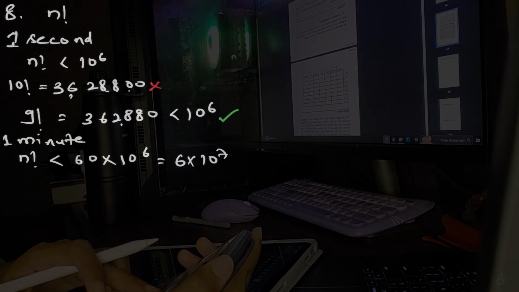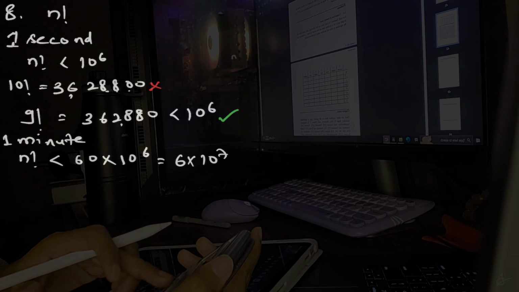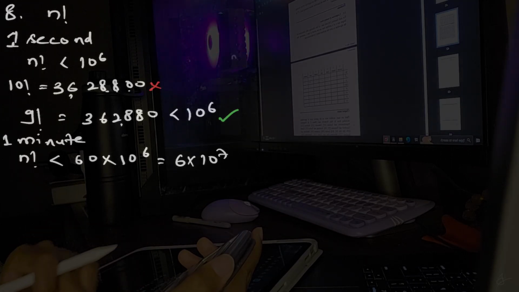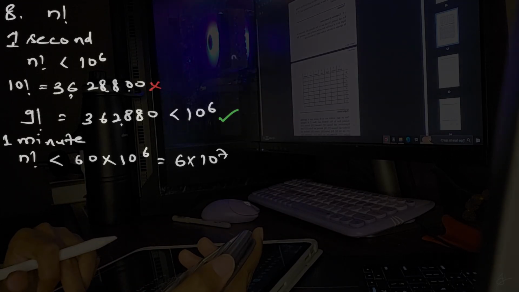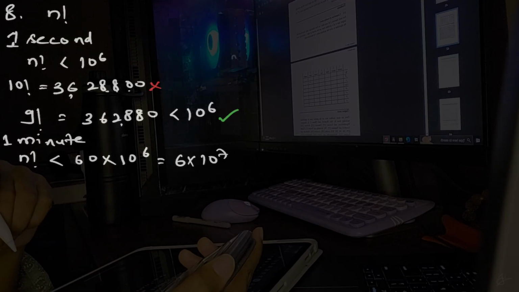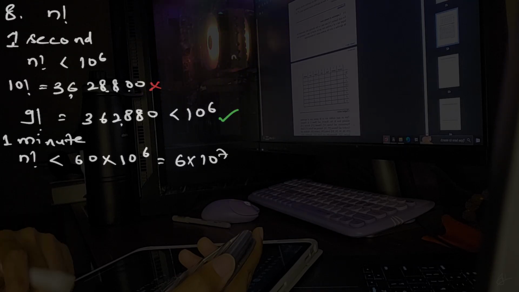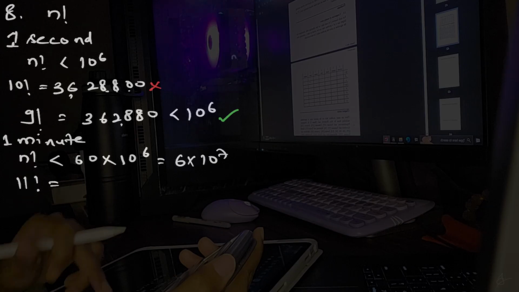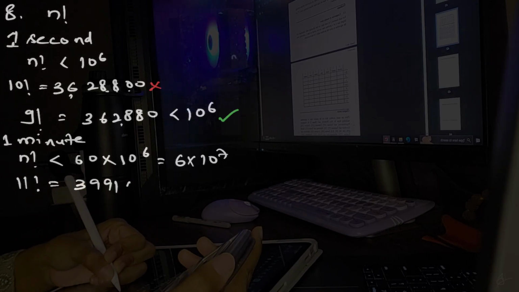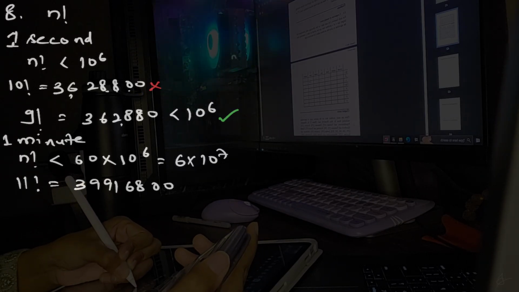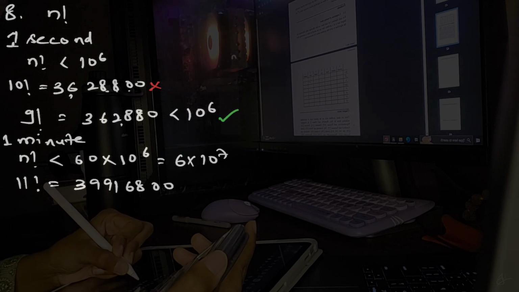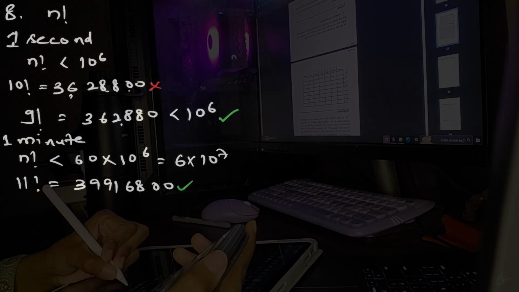Let's do it like 10 factorial. 10 factorial is less than that, so that means 11 can also work. 11 factorial is nothing but 399,168,000, which is again 10 to the power of 6-ish, so this suffices, but that means 12 can also suffice.